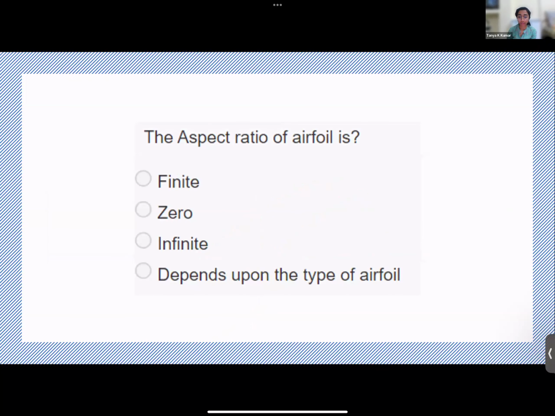Next question. The aspect ratio of an airfoil is, what will it be? What is the formula for aspect ratio? b squared by S. And now the span of an airfoil is infinite, right? The span is infinite, so this will be infinite. Correct? So infinite.